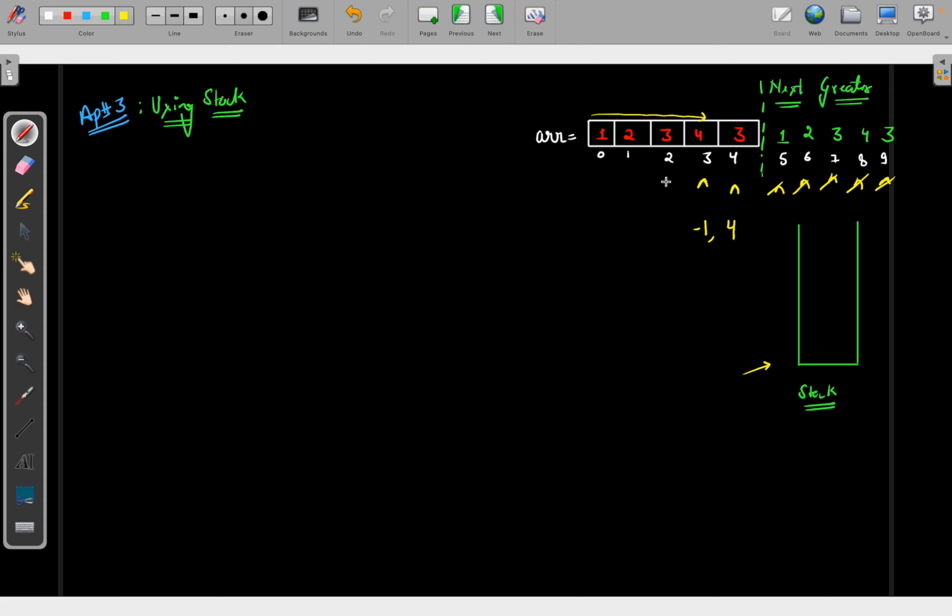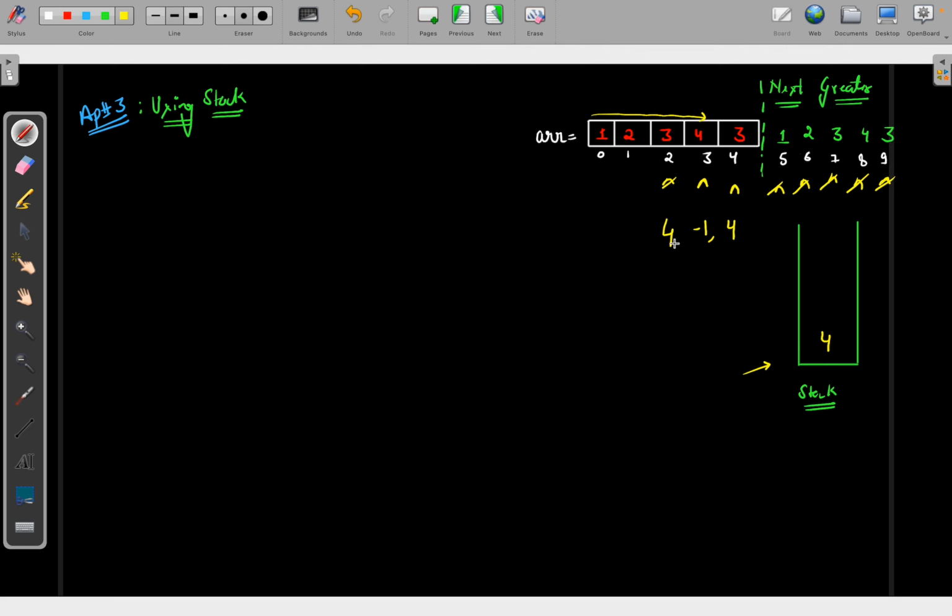Yes, I will say -1. Then I will check for 3 in the stack. There is nothing in the stack. Before moving, let me push 4, right? Remember, we need to push 4. So for 3, what is your topmost element? 4, which is greater. Yes, so this will be your answer. Yes, this will be my answer.